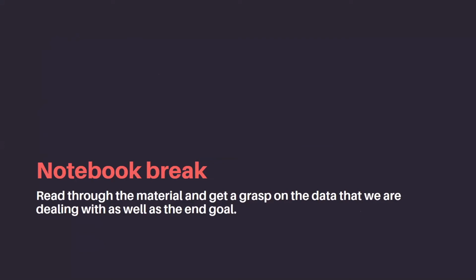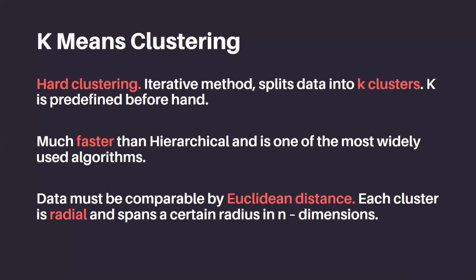So now that you understand how hierarchical clustering works, let's take a look at a bit of a more complex clustering mechanism known as k-means clustering. So k-means clustering is again a hard clustering method, meaning that a data point is either within a group or another group. There are no probabilities or percentages.